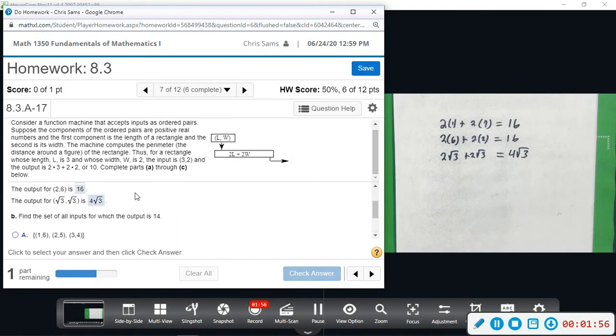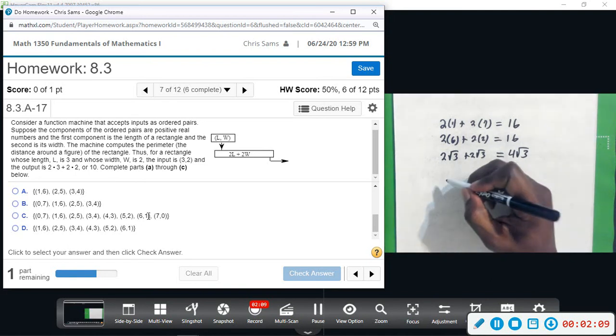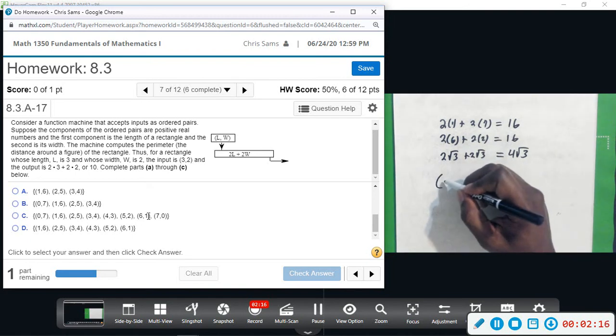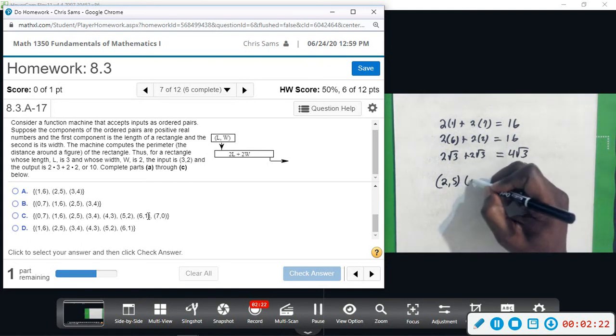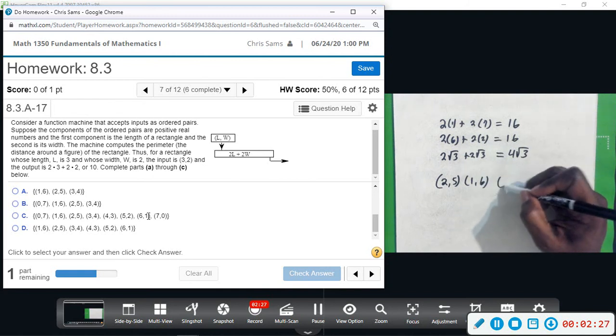Alright, part B, find the set of all inputs for which the output is 14. In order to figure that out, we're doubling both the numbers. So if you add those two numbers of the ordered pair, any two numbers that add to 7 will work. So 2 and 5, 1 and 6. And you have to have two measurements, 3 and 4.